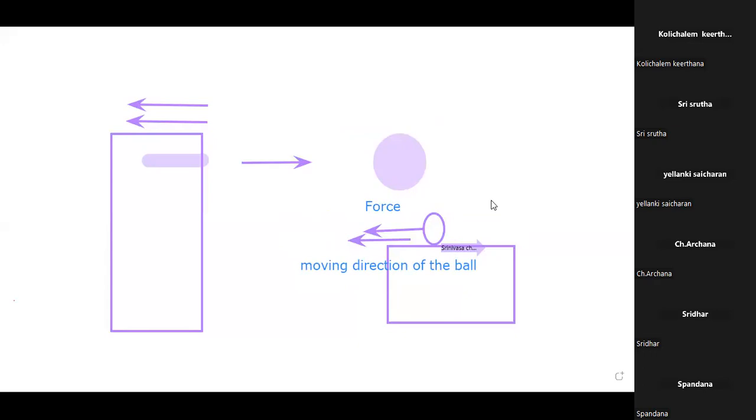If the direction of the movement is backward, the force direction is also backward. So the object moves in the direction of the force. This is the most important in the force chapter.